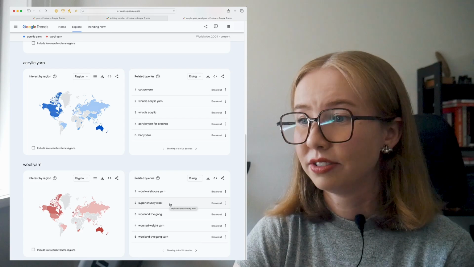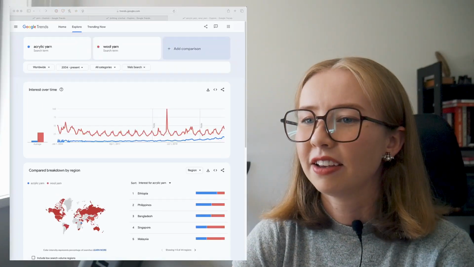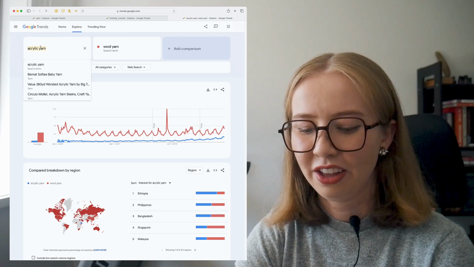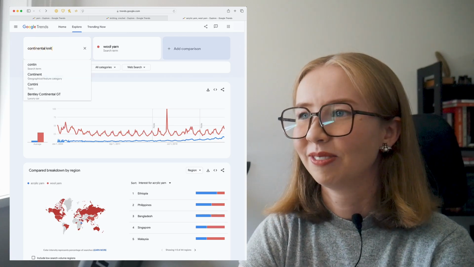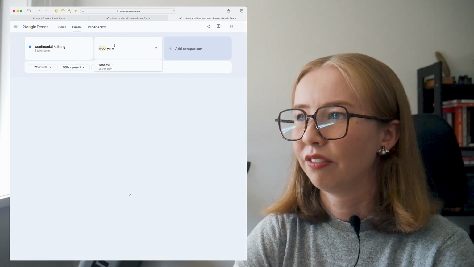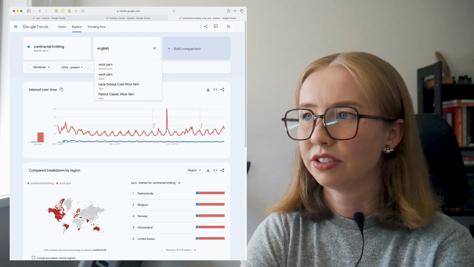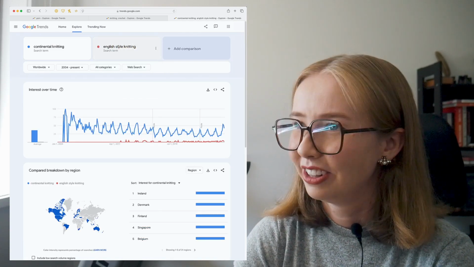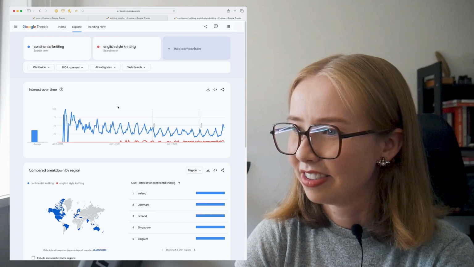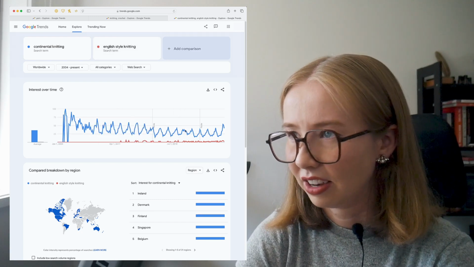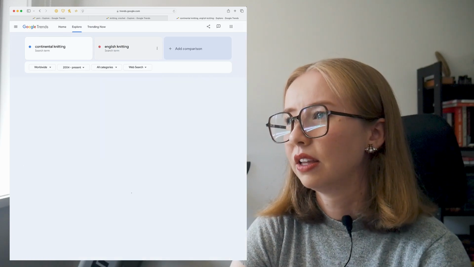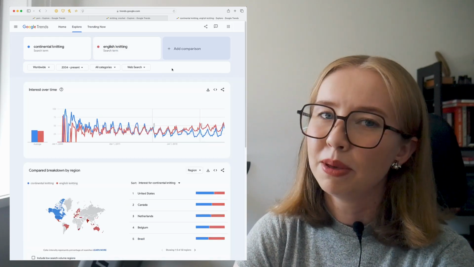super chunky and worsted. Now, in my mind, the next biggest knitting controversy has absolutely got to be continental knitting versus English style knitting. Looks like continental knitting has a significant advantage over English style knitting. I'll take out the word style just in case, but then you have to consider that people might be searching for English.